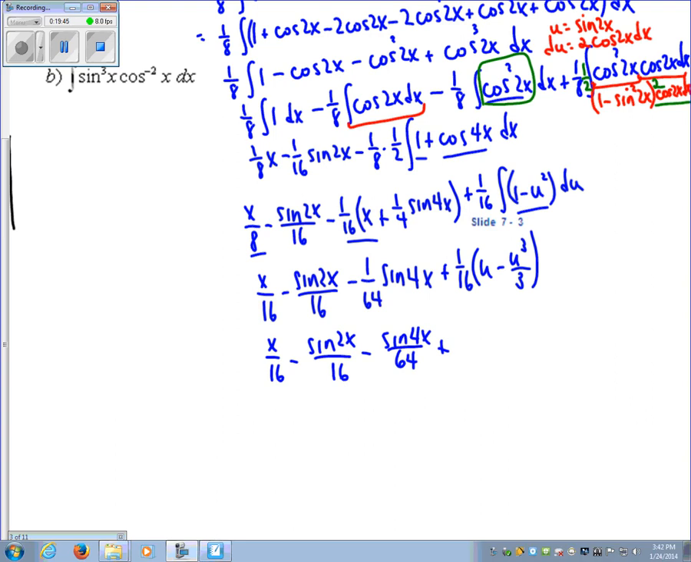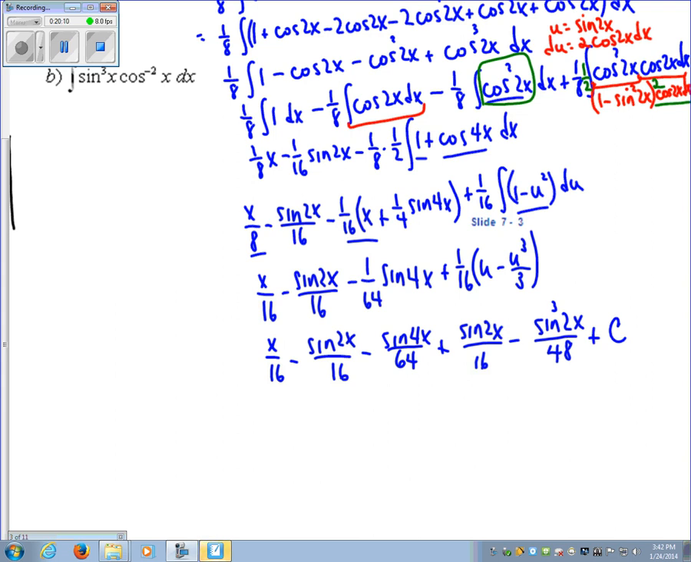Now this 1/16 times the u, that's going to be sine of 2x over 16. Remember, your u was sine of 2x. Minus 1/16 times 1/3, so that's going to be the u cubed over 48. So that's going to be sine of 2x cubed over 48. And we're all finished except for the plus c.